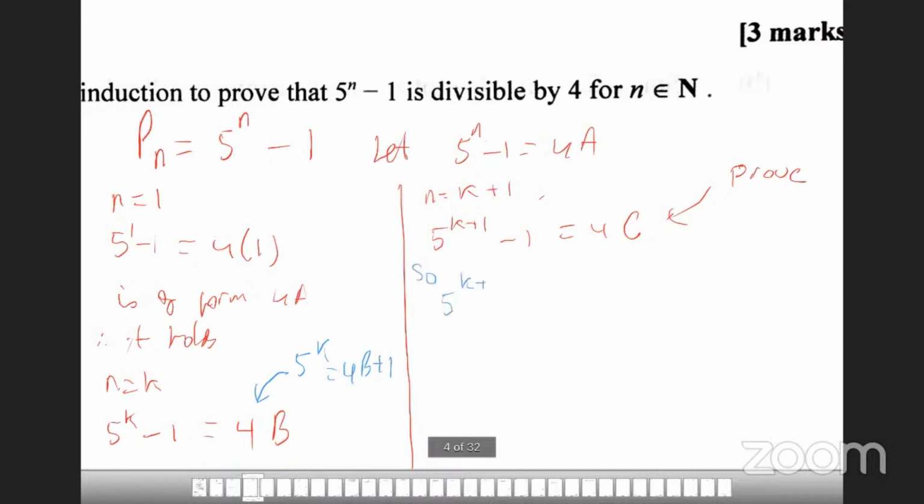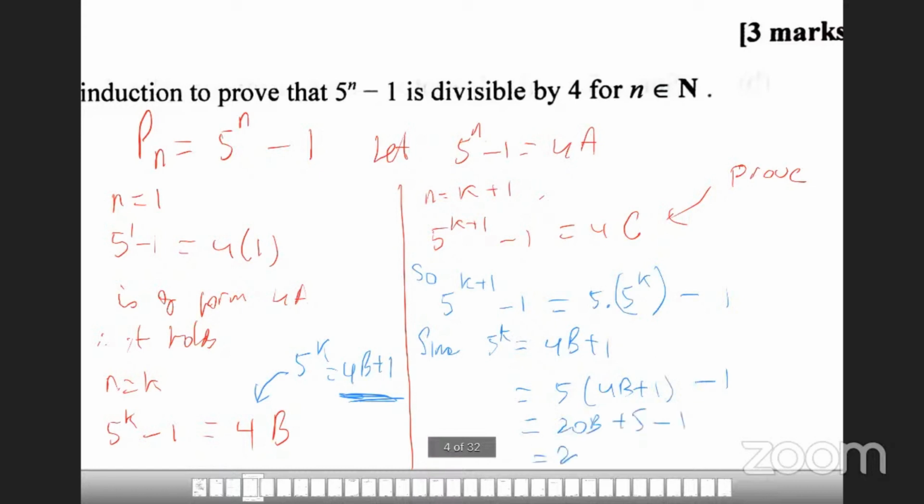5 to the k plus 1 minus 1. I'm going to simplify that statement a little bit, right? That will be 5 by 5 to the k minus 1. Right? Now I can make a substitution. Now I can substitute 5 to the k is equal to 4b plus 1. So you write, since 5 to the k is equal to 4b plus 1, we will end up with 5 by 4b plus 1 minus 1, which is 20b plus 5 minus 1, which is 20b plus 4. All we have to do now is factor out 4, and you'll get 4 by 5b plus 1, right?